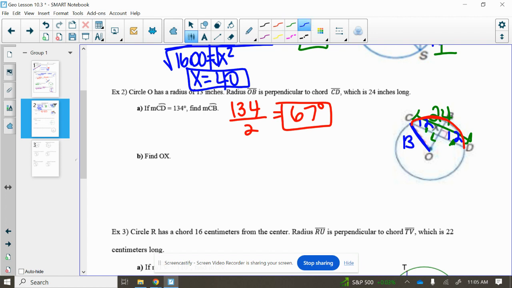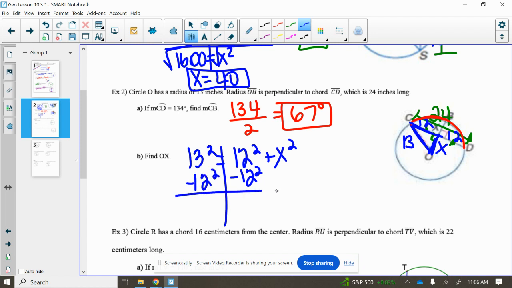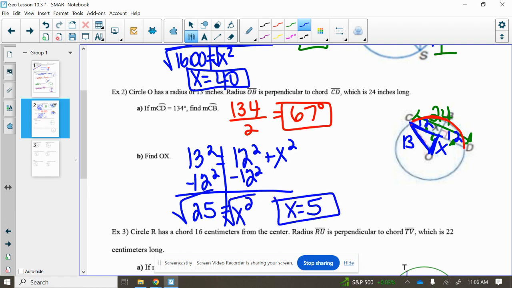And then to find O to X, aka this distance from the center to our chord, again, we know that part of the chord, if we cut it in half, is 12. Our radius, aka the hypotenuse, given that setup, is 13. So we can set up, again, Pythagorean theorem to help us solve. So 13 squared minus 12 squared is 25. And then we can square root to just get that value of x.